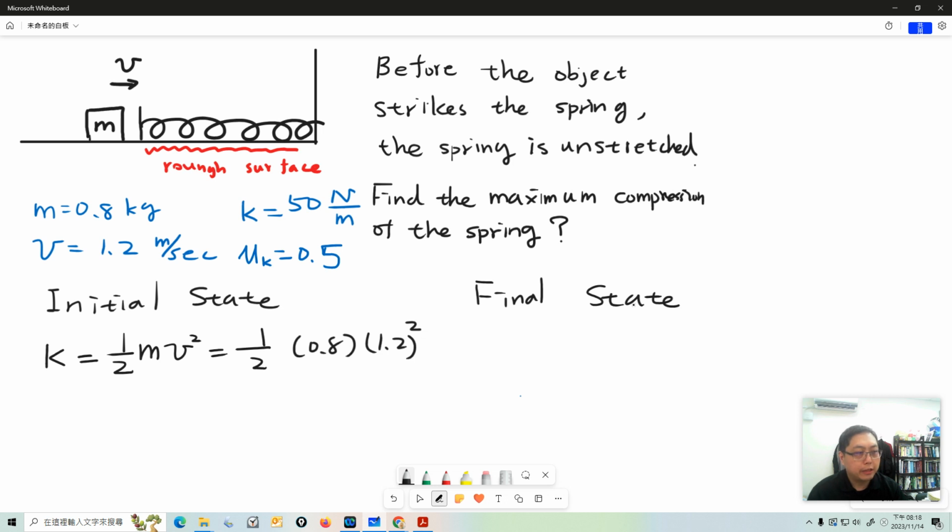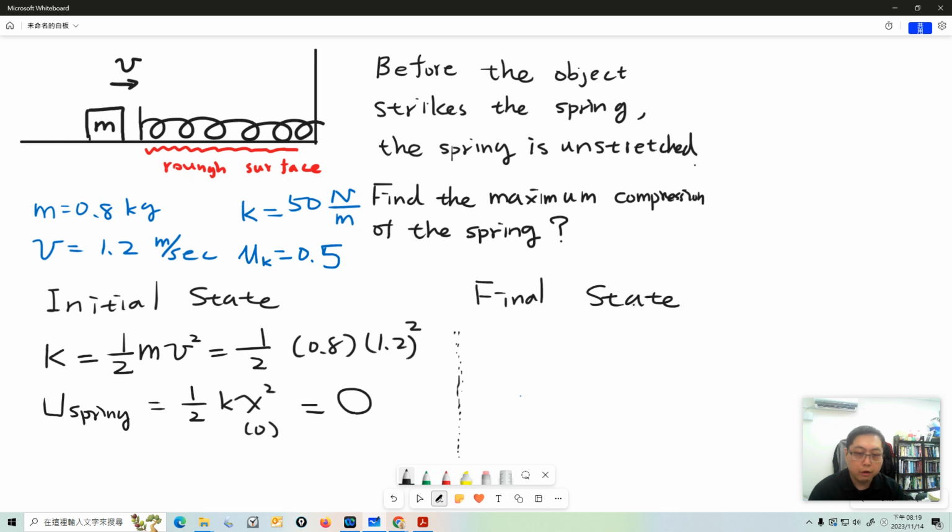Initially the problem says the spring is unstretched. So if your spring is unstretched, it's at its relaxed state and there is no elastic potential energy. U_spring is 1/2 Kx squared, but now it's unstretched, so x is equal to 0, so it's 0. That's the initial state.